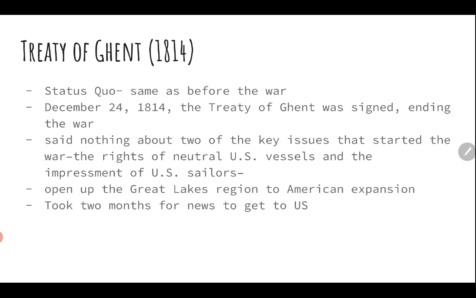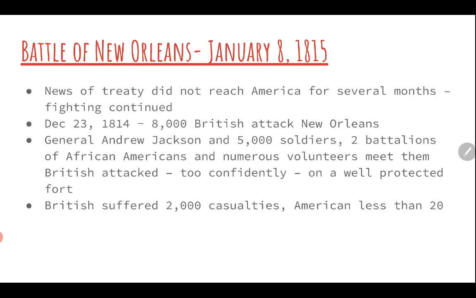That being said, after the treaty is signed, we have the Battle of New Orleans, because news of the treaty did not reach America for several months. The British attacked New Orleans, and Jackson defended it with 5,000 soldiers, African Americans, some barefoot people. You can look at all the stories and go see it in Chalmette. But the British suffered 2,000 casualties and the Americans less than 20.